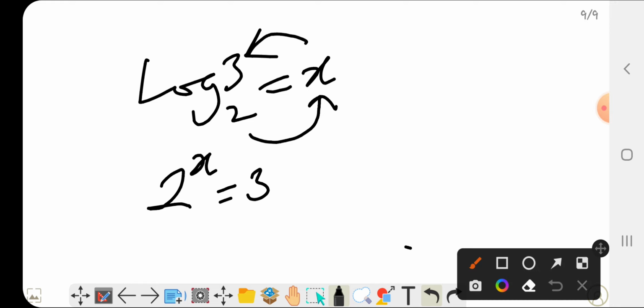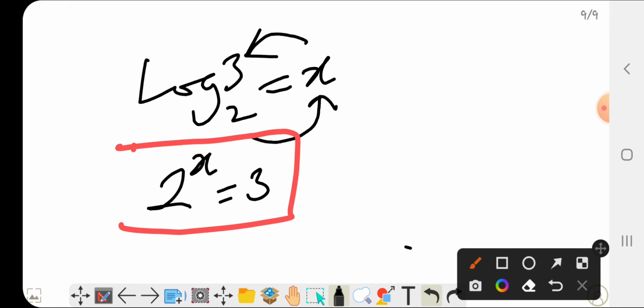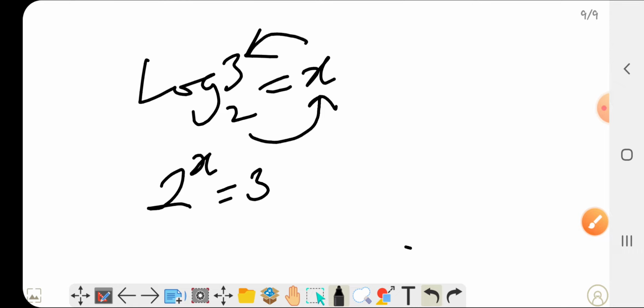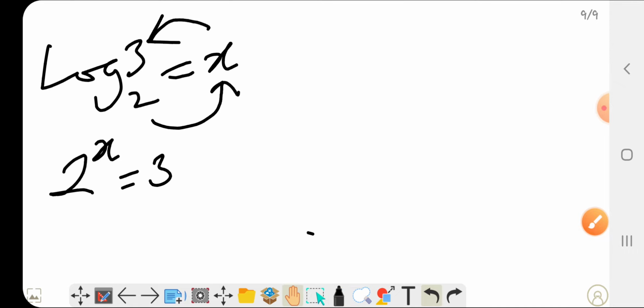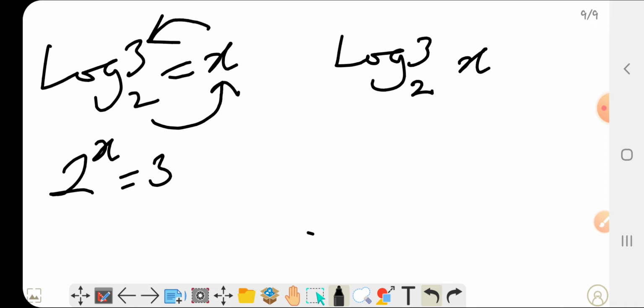And again, you get stuck here because you know that you cannot make both sides 2 raised by something or 3 raised by something. Then don't be afraid. Then you just have to apply change of base. So apply change of base. How? Just write out the question again. Log 3 base 2 equals x. Then apply the change of base. Now, how will you do that?